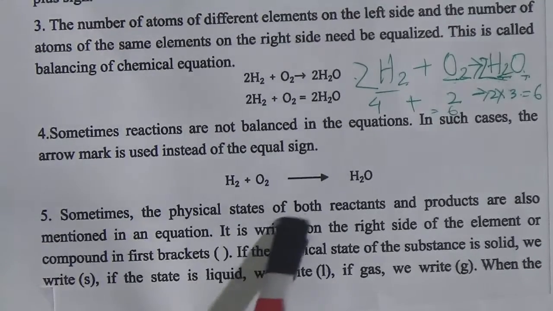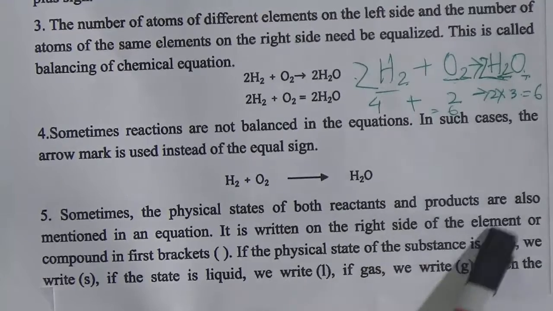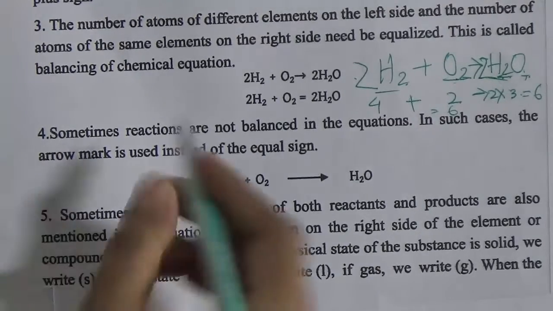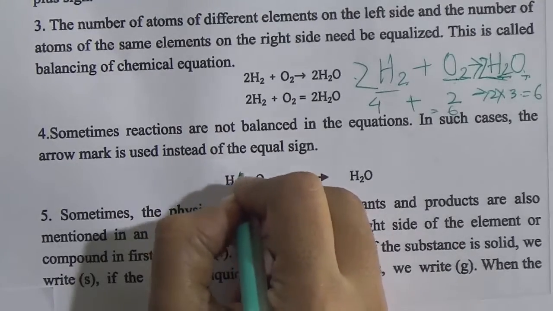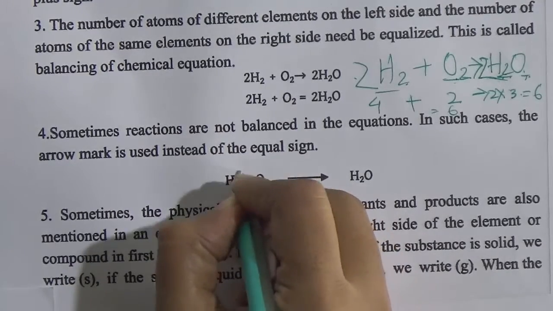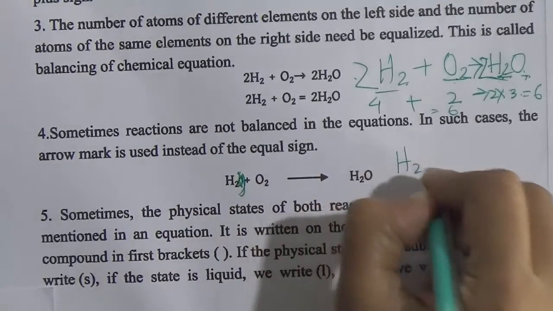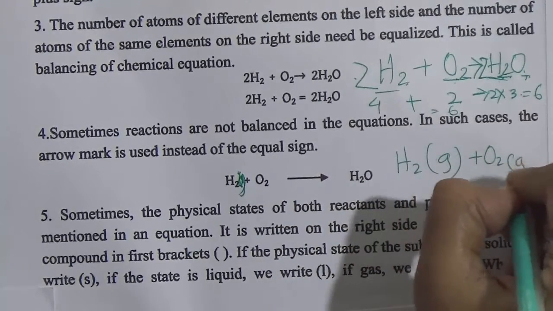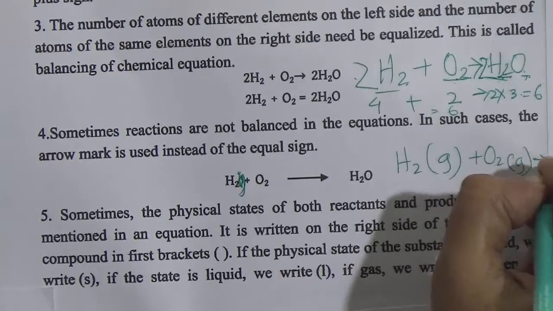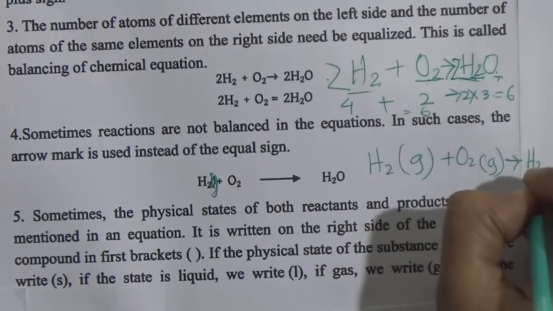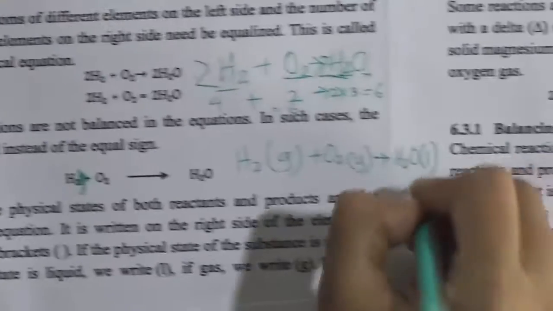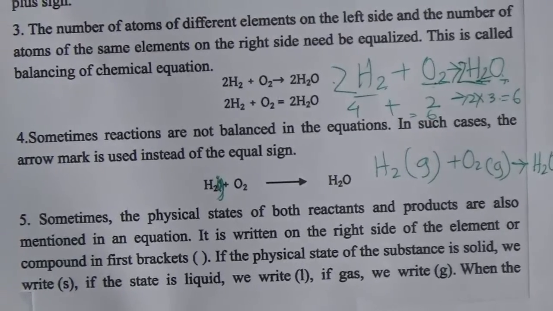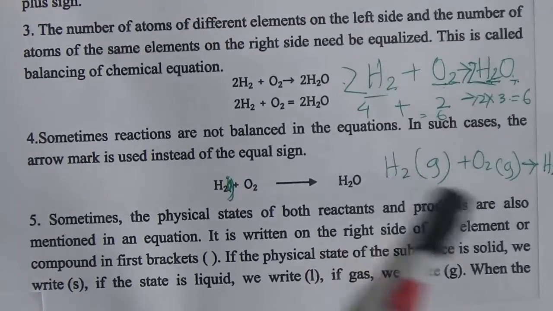Sometimes the physical states of both the reactants and the products are also mentioned in the equation, like this way. Hydrogen is a gas, we have to write here H2(g) plus O2(g), and the product is H2O, that means liquid. Like this way we can also give the physical states with the equation.